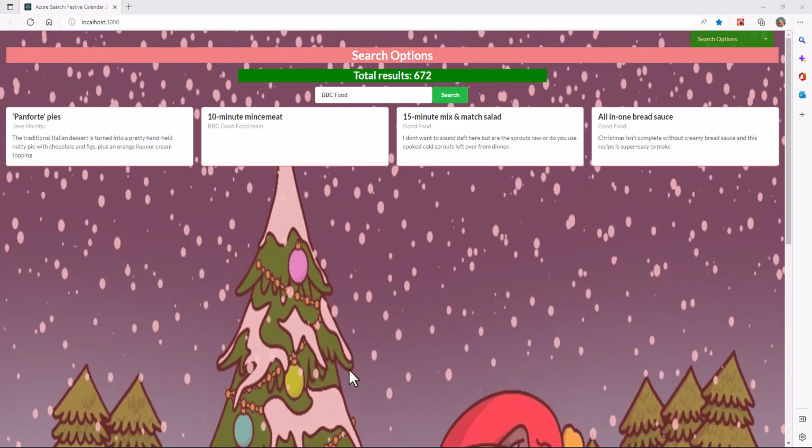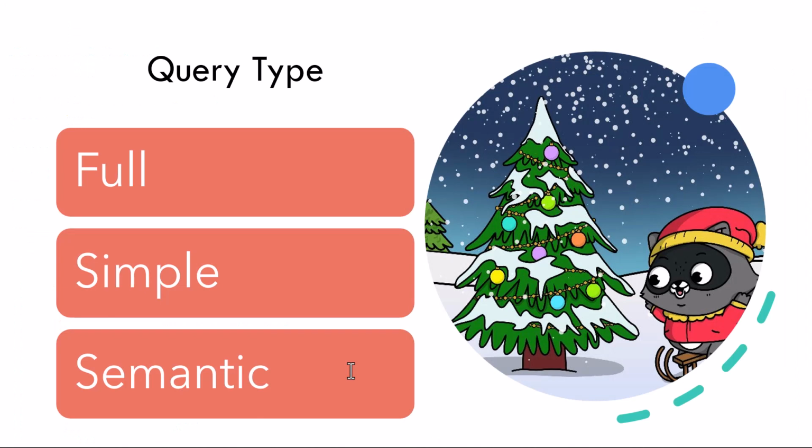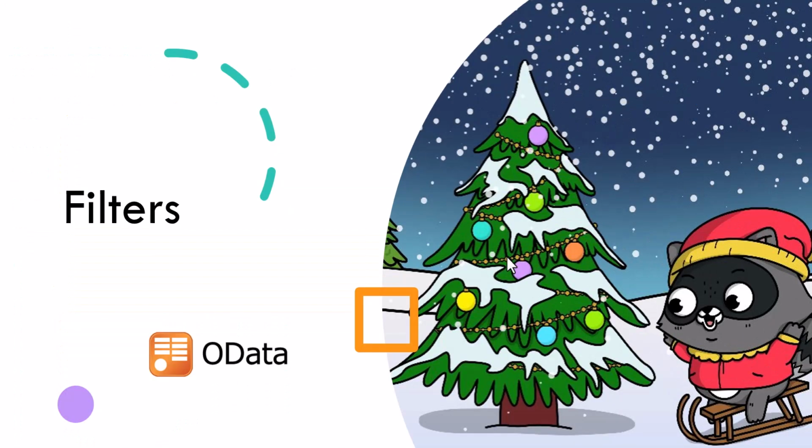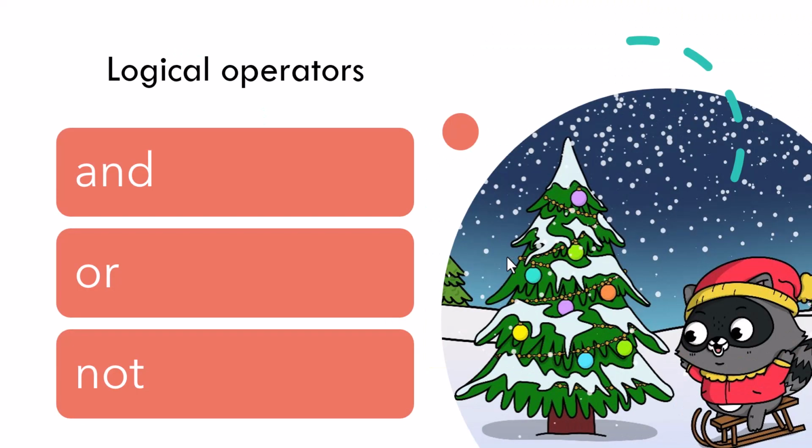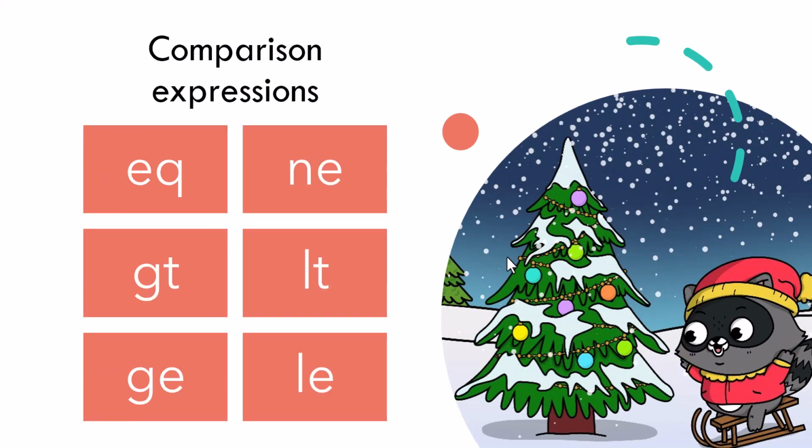The extra bit that we would like to add is, for example, filters. So the user can filter based on the results. To do that, Azure Search is using the OData schema. For example, we can use logical operators such as and, or, not. We can use comparison expressions like equals, not equals, greater than, lower than, greater or equal, lower than or equal.